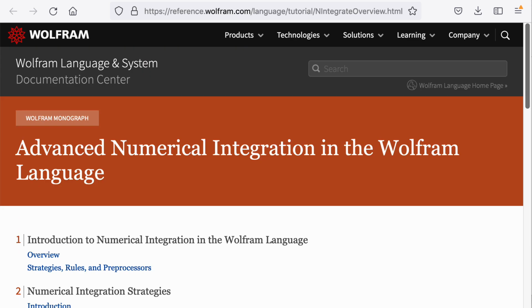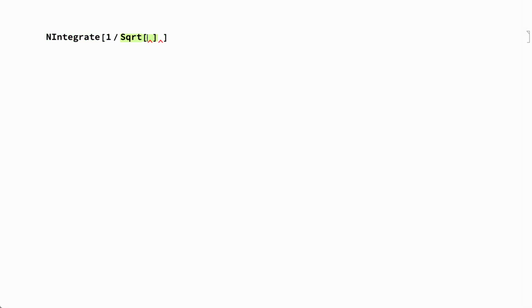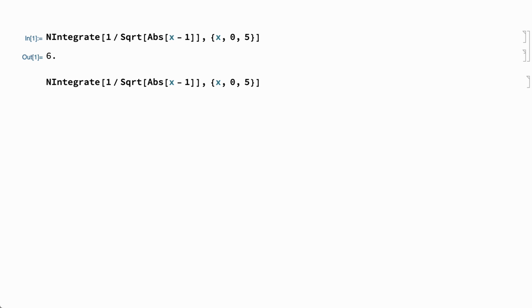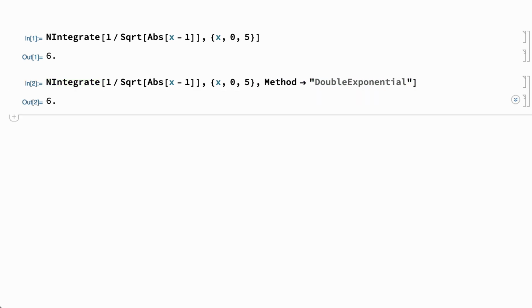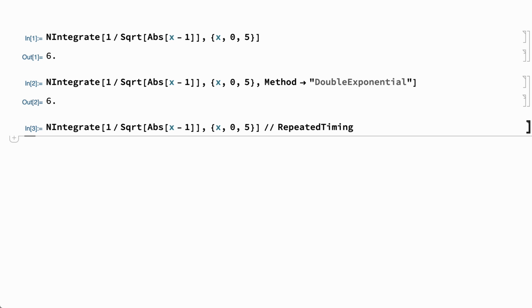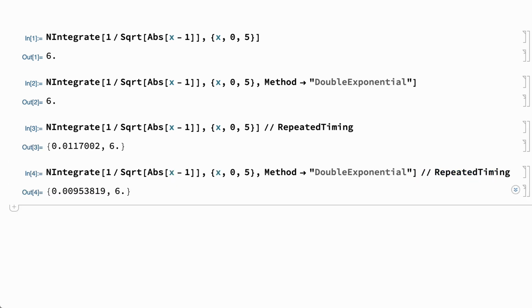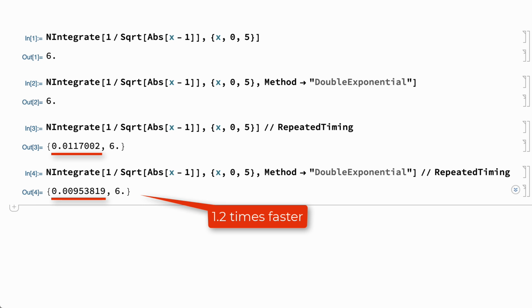These notes are quite extensive and the details will not be explored here, but as a simple example of the sort of things that can be done, consider this integral where NIntegrate quickly returns a correct answer. That shows the default behavior of NIntegrate with all of the default option settings, but the same answer can be computed more quickly, at least in this particular example, by choosing a non-default value for the method option. The difference in speed can be seen using the repeated timing function, which shows that the input with the non-default value for the method option is a little bit faster in this example.